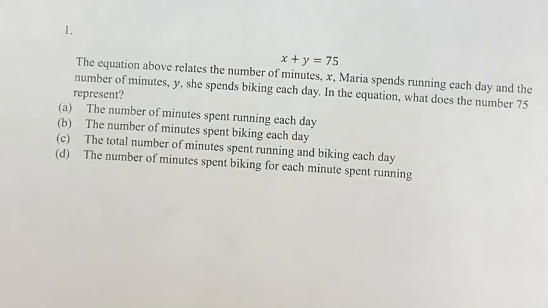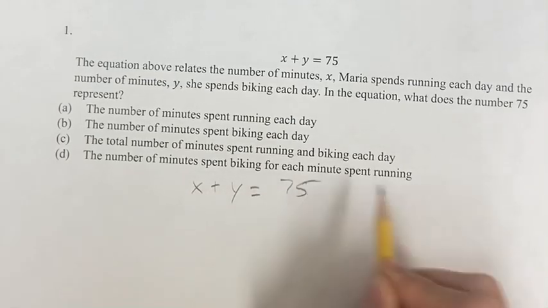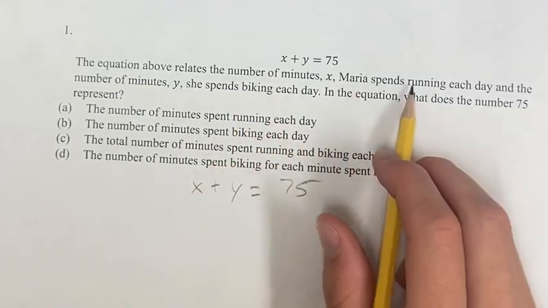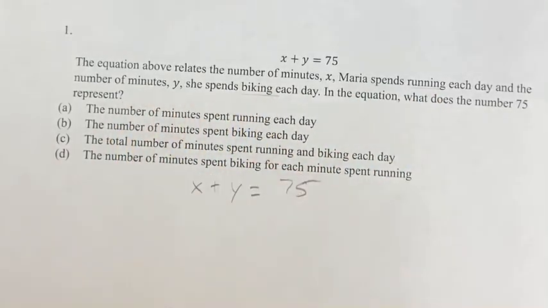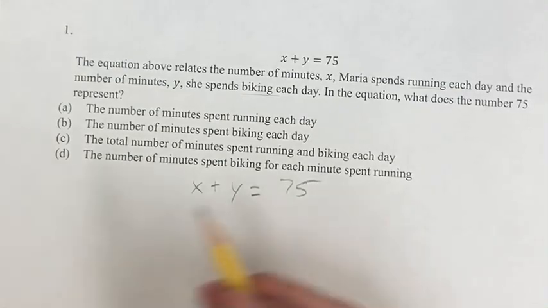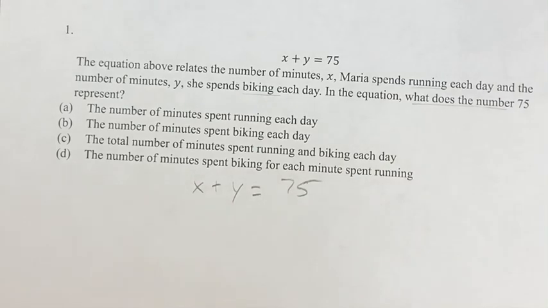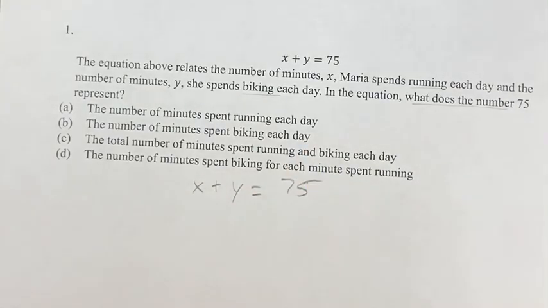In this problem, we're given the equation x plus y is equal to 75. And we're told that x represents the number of minutes that Maria spends running every day, and y represents the number of minutes she spends biking every day. And given this information, we're asked, what does the number 75 represent in this equation? So what we have to do is turn this equation back into words.